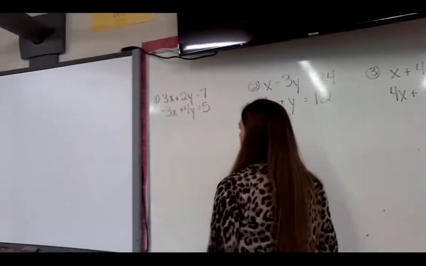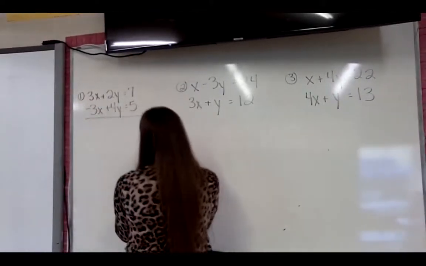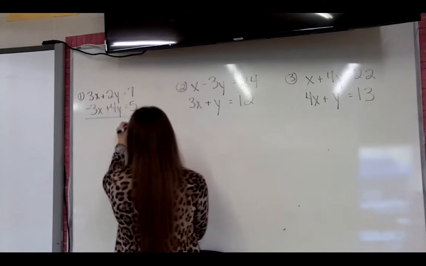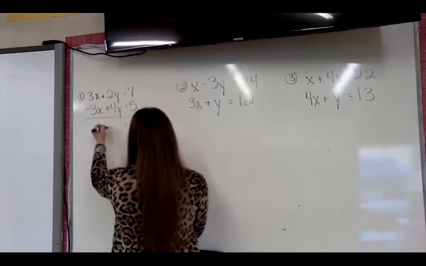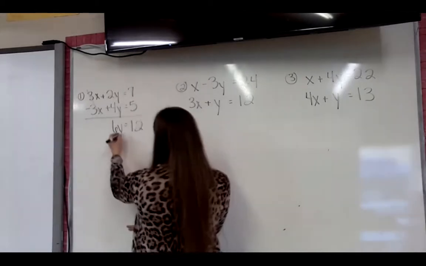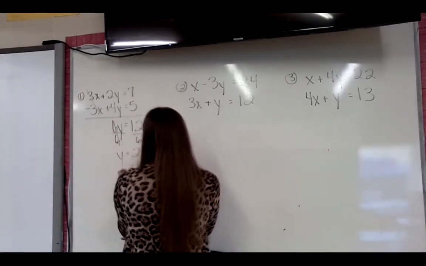So on number 1, if you notice, we already have 2 of our variables that are opposites. So we can now just solve. 7 plus 5 is 12. Positive 2y plus positive 4y is 6y. 3x minus 3x cancels. So now I solve for y by dividing by 6. 12 divided by 6 is 2. So I have my y.